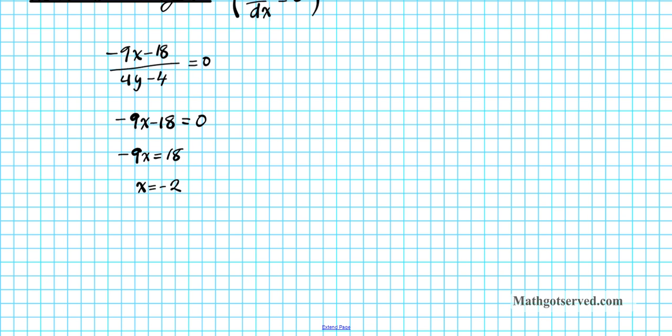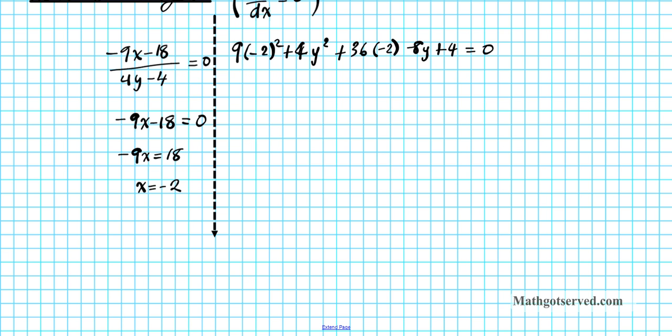Now the next task is to find the y-coordinates of the points where you have horizontal tangents. In order to do this, we simply plug in the value of negative 2 for x in the original equation. If we do that, we have 9 times negative 2 squared plus 4y squared plus 36 times negative 2 minus 8y plus 4. And that equals 0.